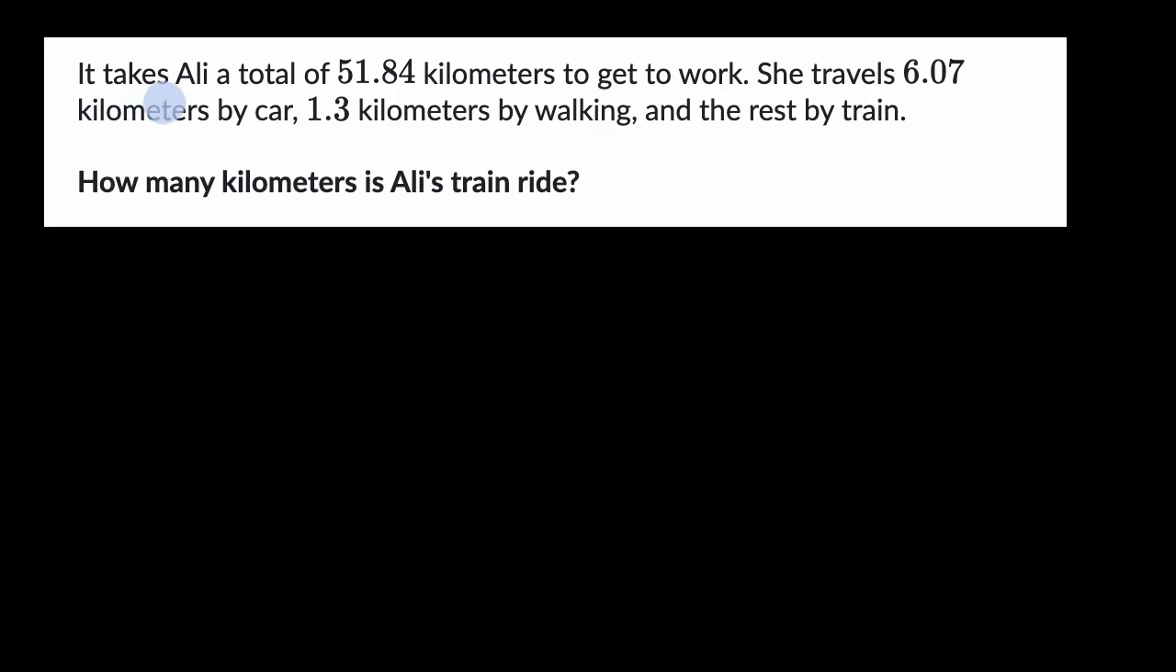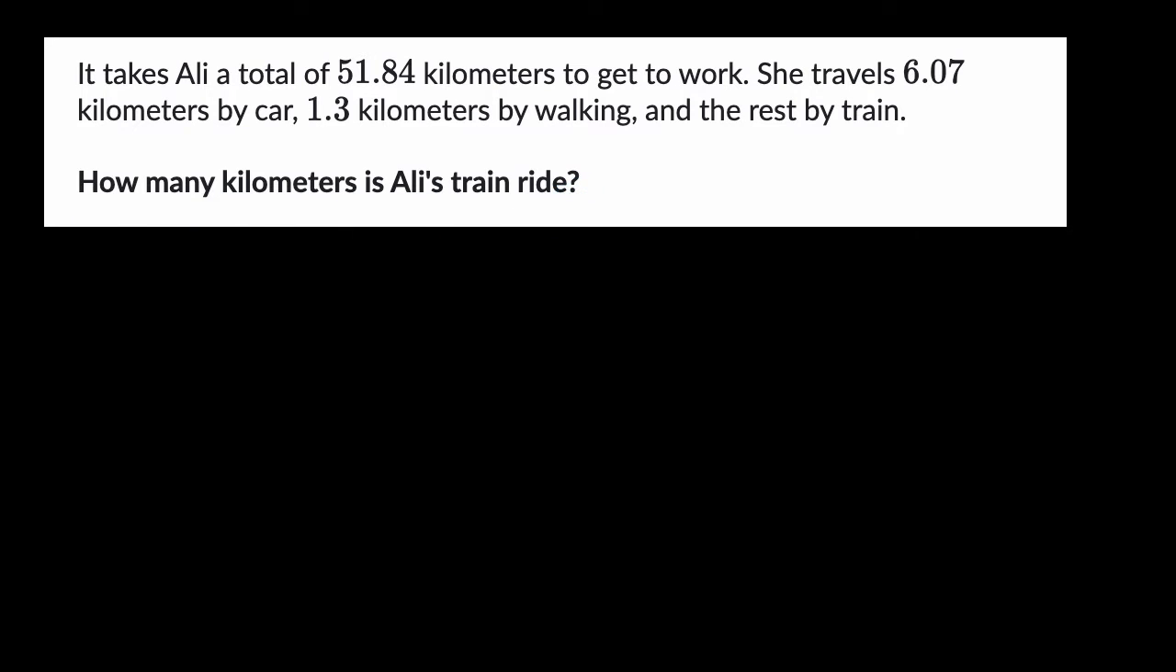We are told it takes Allie a total of 51.84 kilometers to get to work. She travels 6.07 kilometers by car, 1.3 kilometers by walking, and the rest by train. How many kilometers is Allie's train ride? Pause the video, have a go at it before we do it together.